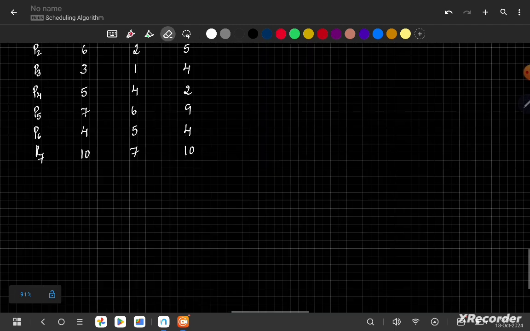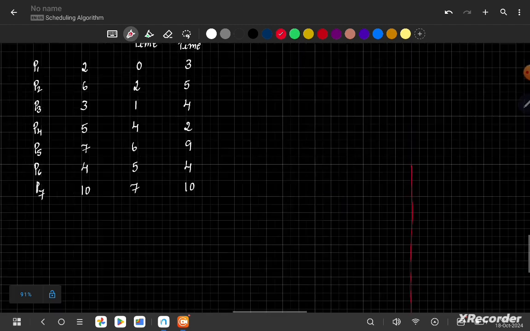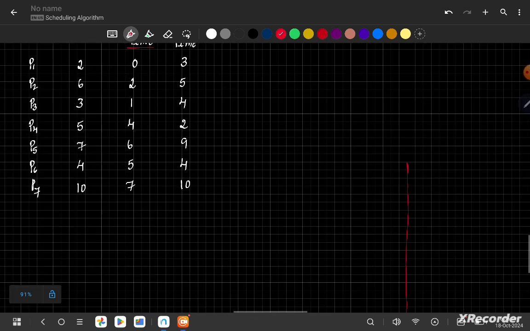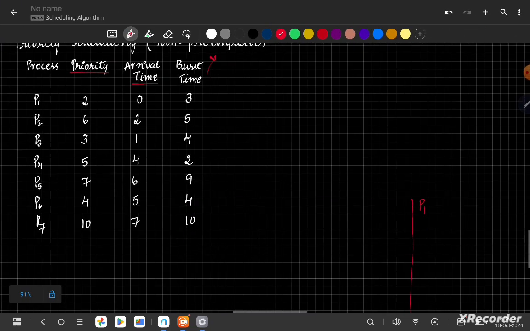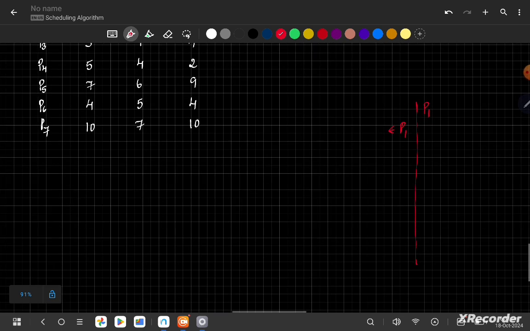Before we draw a Gantt chart, I'm going to use a ready queue, because when you have a ready queue, you know which process will go next and it is easier to understand. Now we have to check the arrival time. Here we are not checking the burst time, because we will only be checking arrival time and priority. At time 0, there is a process called P1 that has come, which has a priority of 2. There is no other process in the ready queue, so I'll directly give P1 to the CPU. I'll draw the chart here.